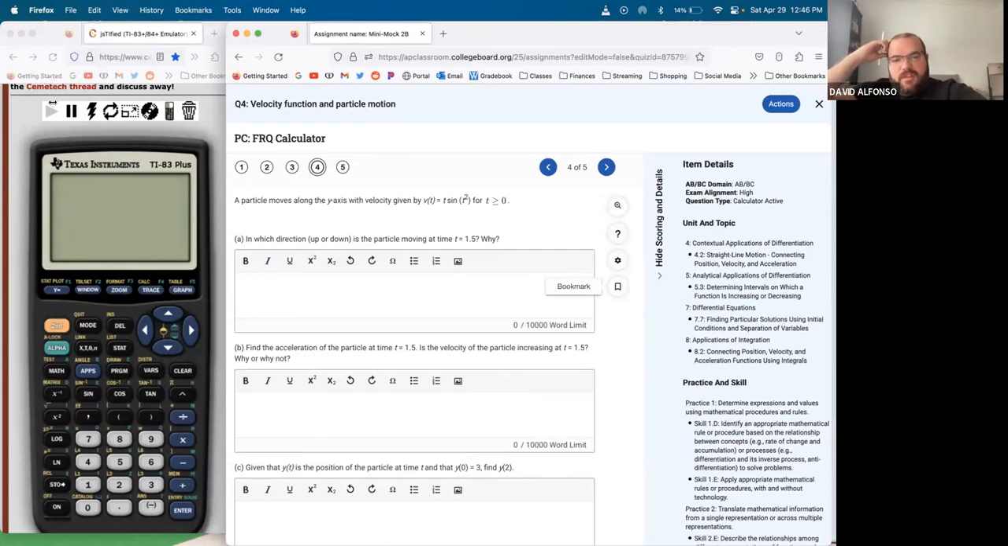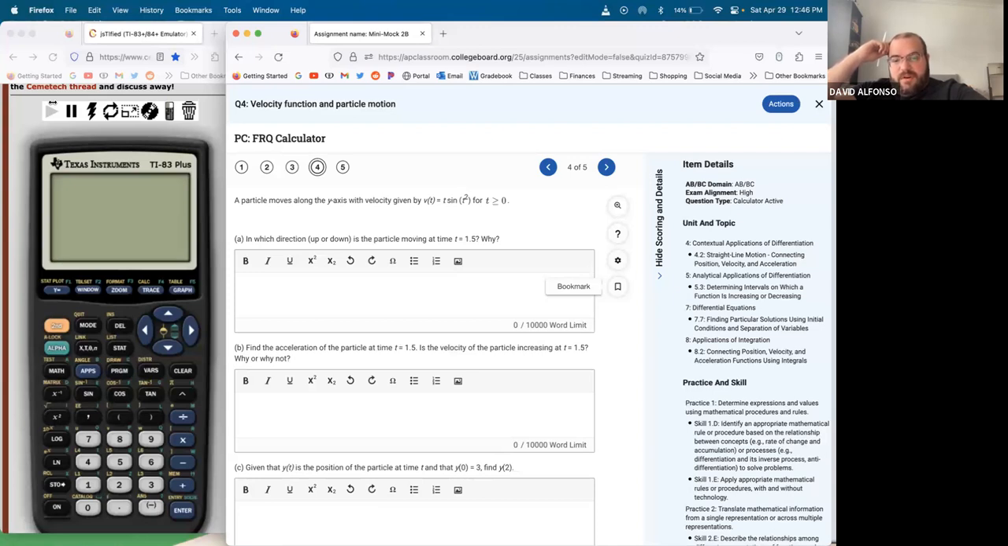The particle moves along the y-axis with velocity. This is a good PVA one. I like this one. So the first one here is, in what direction, up or down, is the particle moving at time t equals 1.5? Why? You're going to get a point for explaining why. Part B, find the acceleration of the particle at t equals 1.5.